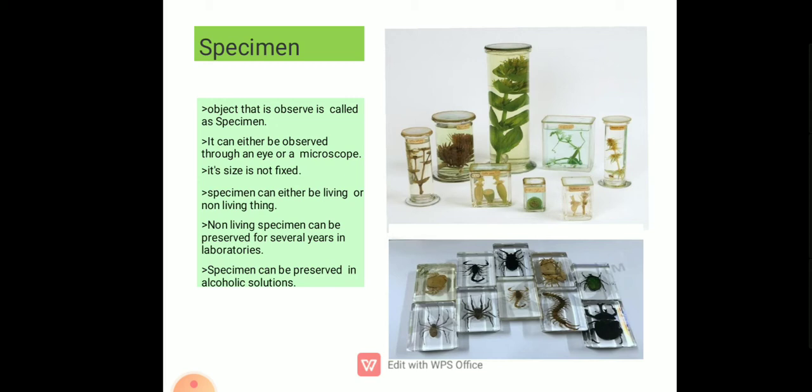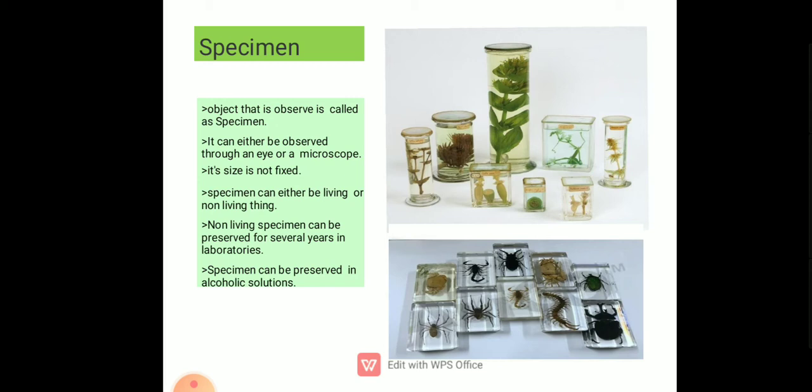So the point that I want to clear here is that specimens are not always alive. They can be dead as well. Furthermore, they can be of any size. But if the specimen is very tiny, it will be a microorganism, then it will be observed under the microscope, and we will magnify it and see its parts.